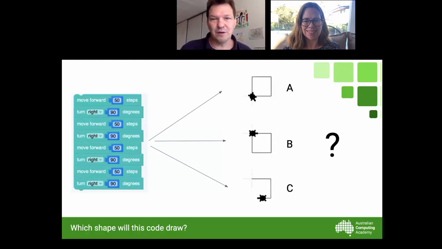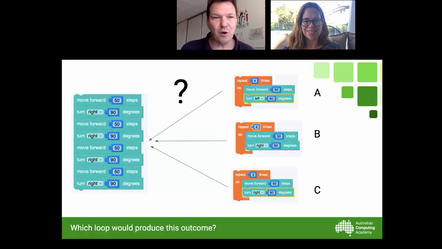So here's the question. Now that's the same code as before. I want you to tell us, which is the correct repeat block on the right that does the same thing as the code on the left? Is it A, B, or C? What do you think?